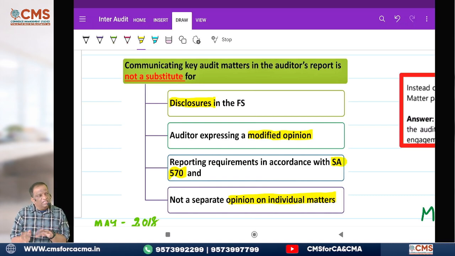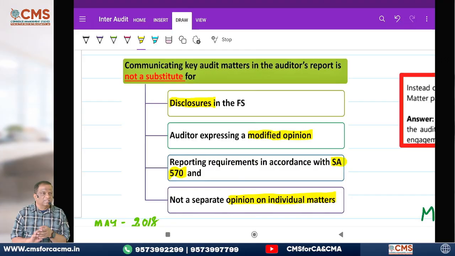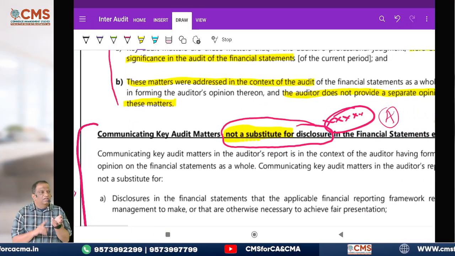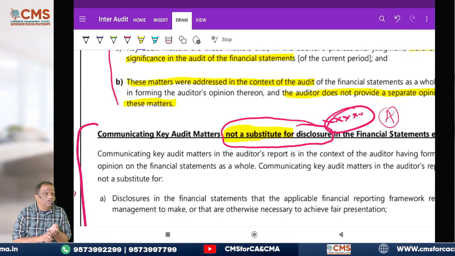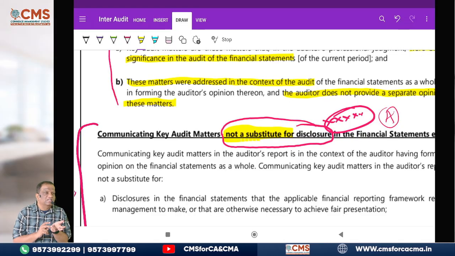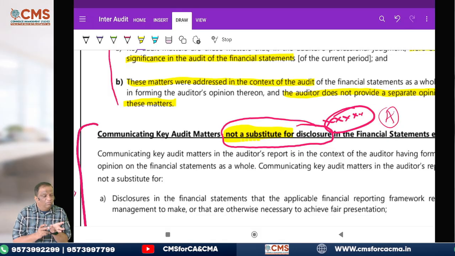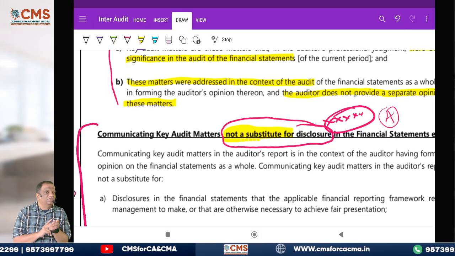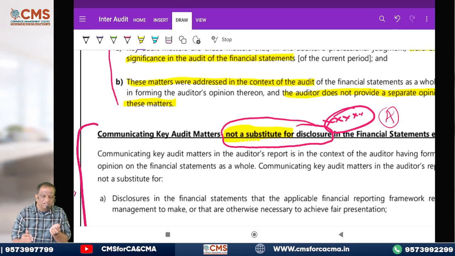So each time he is focusing on something and asking. Now, considering its importance, I will ask you again. KAM is not a substitute for 4 items. Now, what are the 4 items? Disclosure in the financials, modified opinion, SA 570, and not an opinion on the individual financial statements. I request you to repeat it.